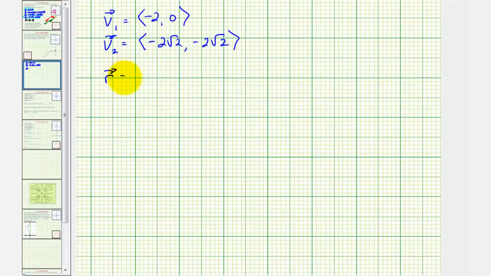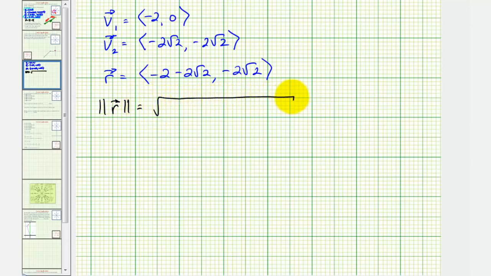So the resultant vector is equal to, adding the x components, we'd have negative 2 minus 2 square root 2. Adding the y components, we just have negative 2 square root 2. Now again, to find the distance from home, we want to find the magnitude of vector r. So we would take the square root of the x component squared plus the y component squared. And now we'll go to the calculator.